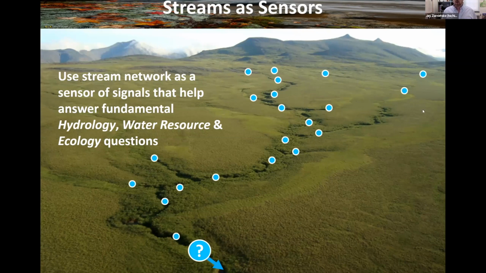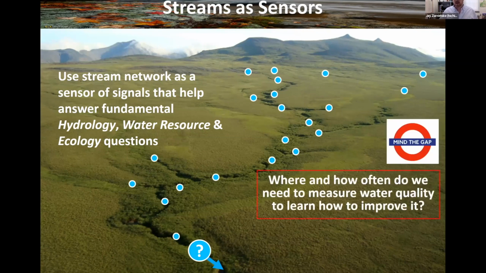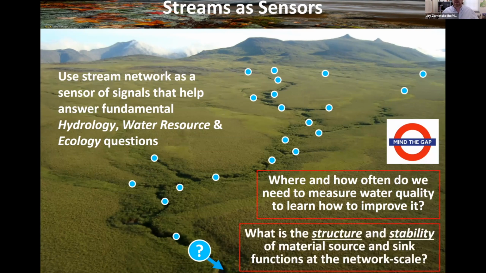So we can answer different questions and address different gaps when we take this kind of approach. Where and how often do we need to measure water quality to learn how to improve it? With a singular approach of measuring at just one point, we can't answer all of those questions. The other, much more detailed question is how the structure and stability of material sources and sinks are changing at the network scale. Are there particular parts of the landscape that are dominating the chemistry and others that are not?